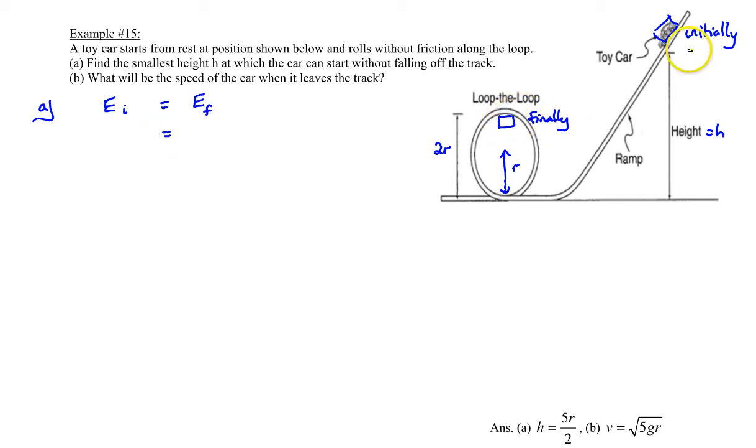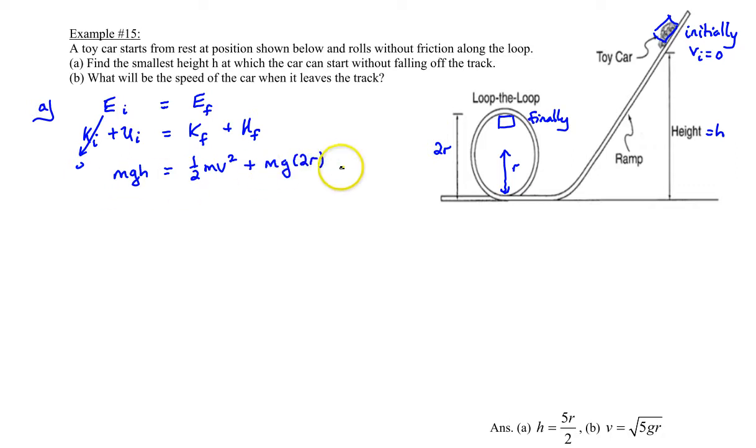The energy that it starts off with initially is made up of kinetic and potential, and the same thing finally, but we're going to cancel out some terms. We know that the initial velocity of this car is 0. So we have no kinetic energy, and we really just have potential energy, which is mgh. And then at the top of this loop-de-loop, we have two things. We have the kinetic energy it has there, 1/2 mv squared, and we also have the potential energy it has at that spot, which is mg times 2r.